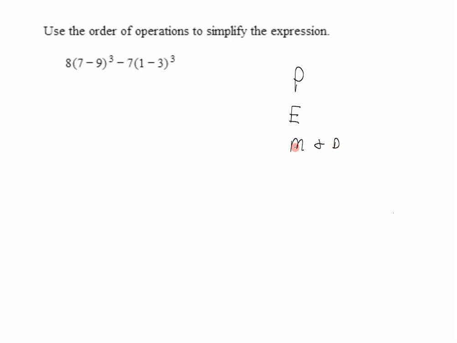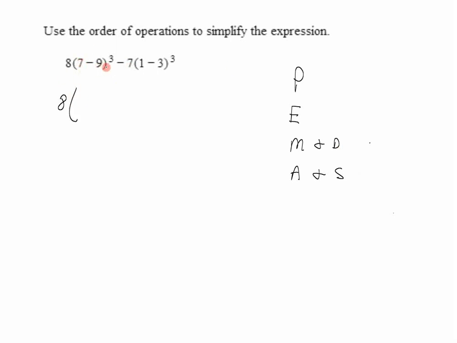So I'm going to put those on the same line because you do multiplication and division from left to right, whichever one comes first. And then addition and subtraction, also from left to right. So in this case, we do what's in parentheses first. So I'm going to leave this 8 here.